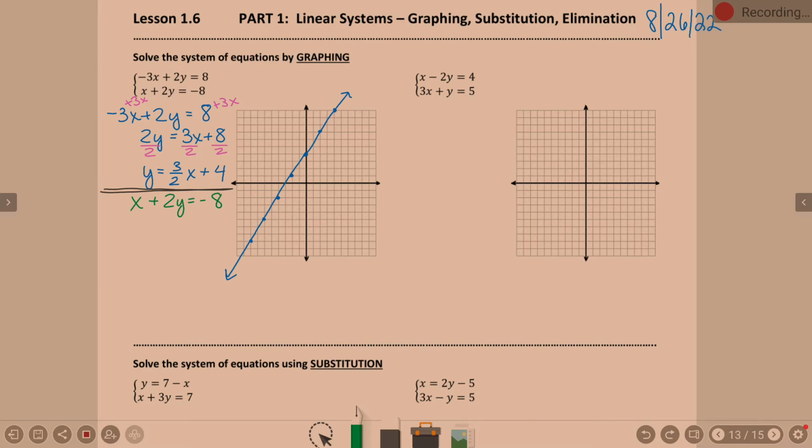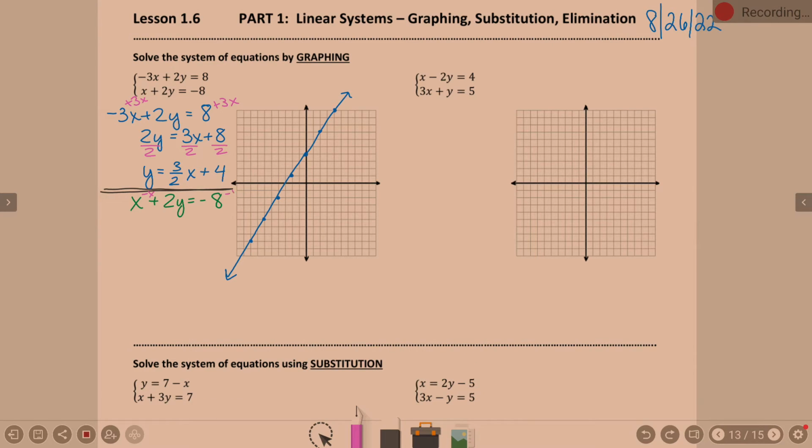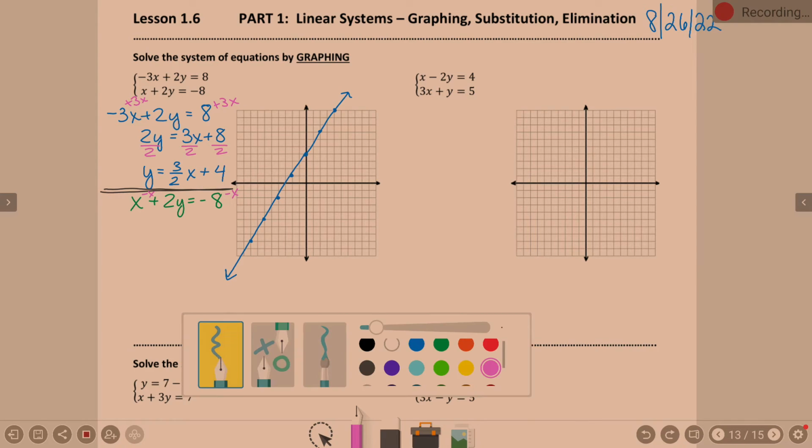X plus 2y equals negative 8. Again, it's not in the form y equals mx plus b. So how am I going to get y by itself? Okay? We're going to subtract x. Subtract x. I like this.